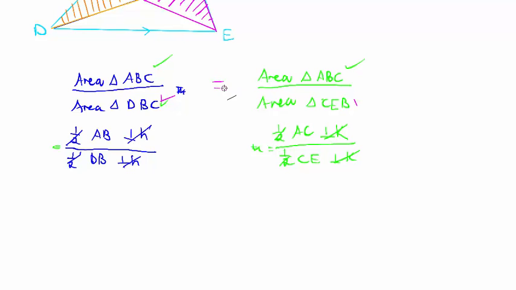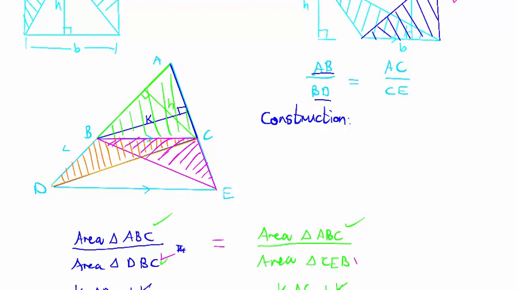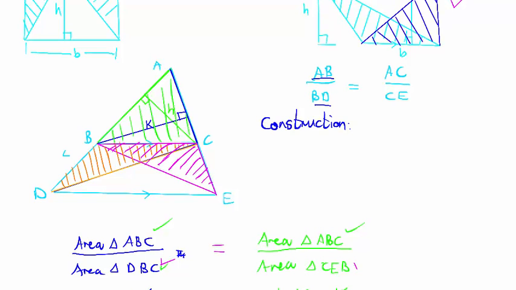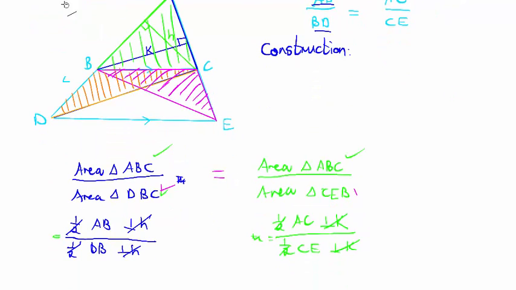And if these two fractions are equal, and both of these two fractions simplify, the one to AB over DB, the other one to AC over CE, it means that AB divided by DB is equal to AC divided by CE. Does that make sense? Okay, so let me just quickly write out the whole proof for you so that you can see how we'll do it.